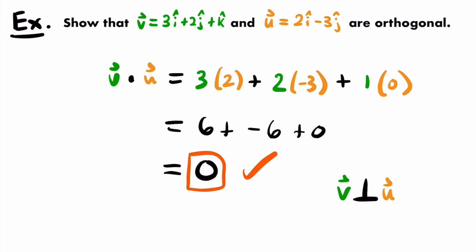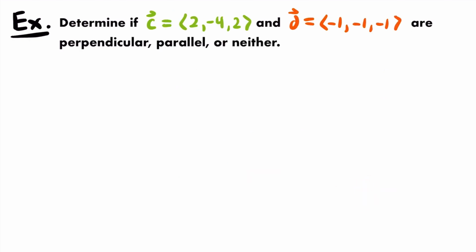Okay? Let's take a look at another example. All right, so next up we want to determine if vector c and vector d are perpendicular, parallel, or neither. All right, and vector c is equal to the position vector of the point 2, negative 4, 2, and vector d is equal to the position vector of the point negative 1, negative 1, negative 1. All right, and so if we want to determine if these two vectors are perpendicular, parallel, or neither, we need to understand what it means for two vectors to be perpendicular or parallel.